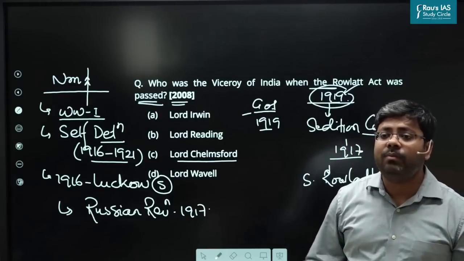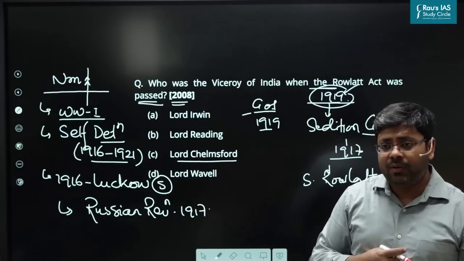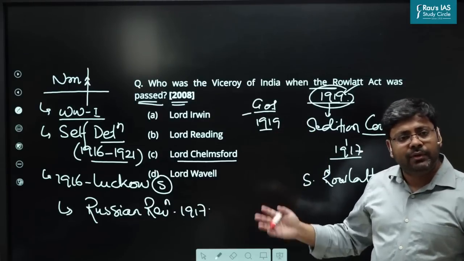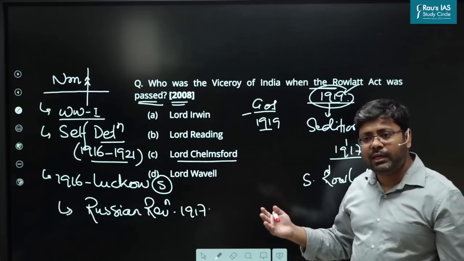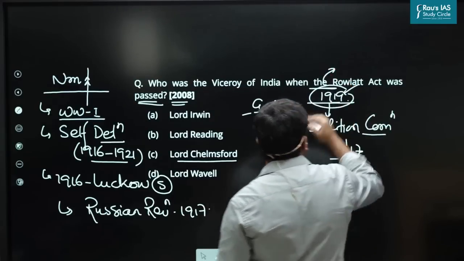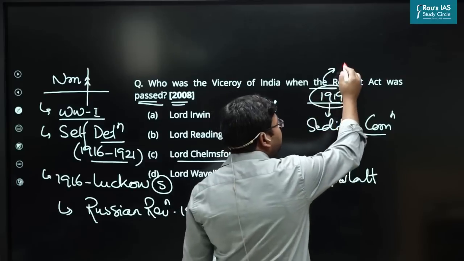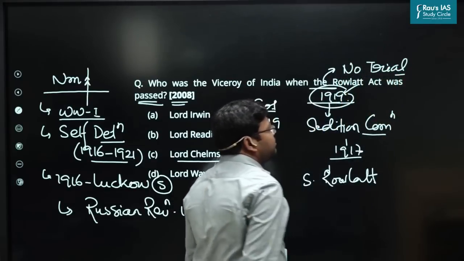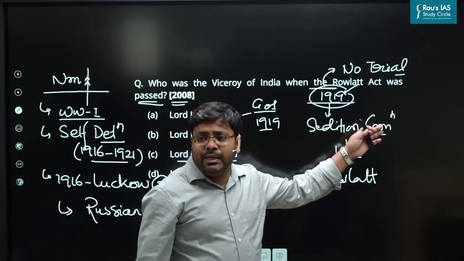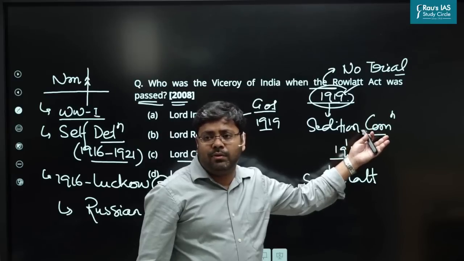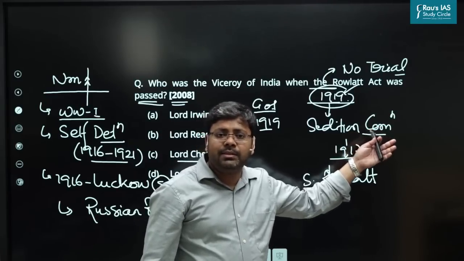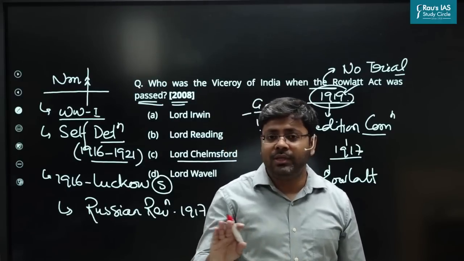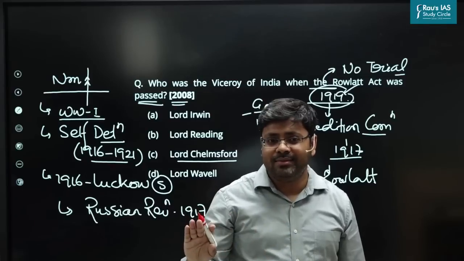The Rowlatt Act was called the Black Act by the Indians because it authorized the government to imprison anybody without any trial. Correct? So the Rowlatt Act authorized the British government to imprison anybody without any trial. So, no trial. And that is why basically it bypassed the due process of law. It was called a law with no dalil, no vakil, no appeal.